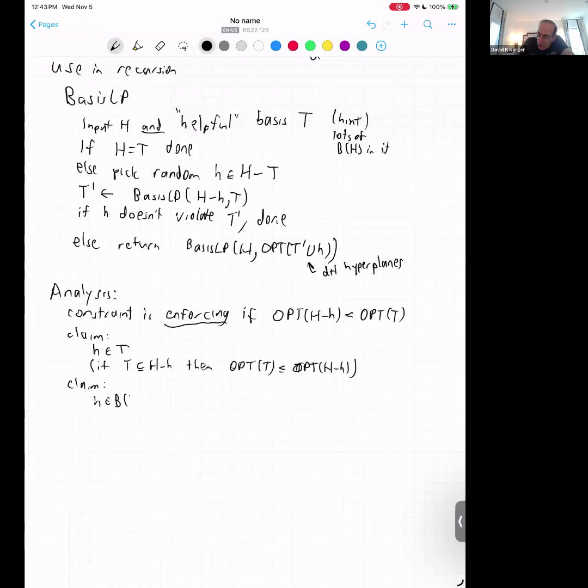H is actually part of the optimum basis. And the reason for that is that if H is not in the basis, then the opt of H without that hyperplane is equal to the optimum of H. But we know that the optimum of H is greater than or equal to the optimum of T.